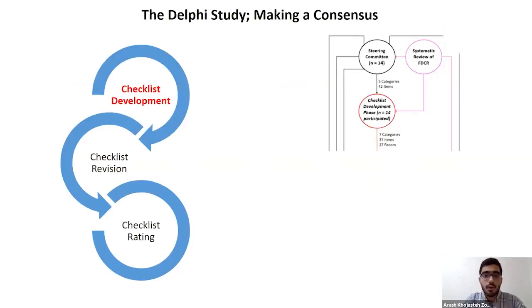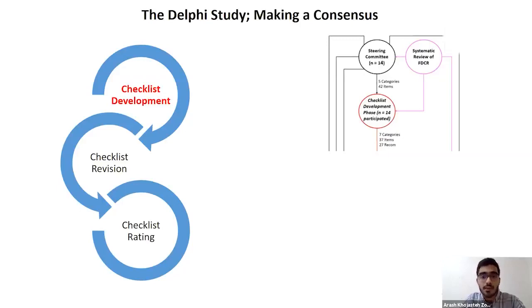But what has actually happened through this consensus-making process was built on a structure of a Delphi methodology, a type of study which usually consists of different rounds for making the consensus. In this case, we had 3 phases of checklist development, revision, and rating.